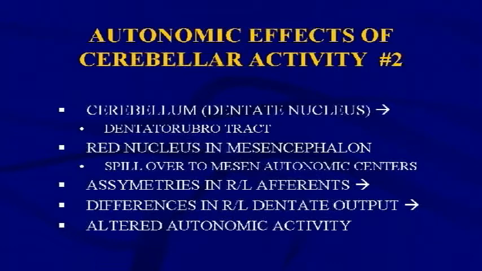Further, the dentate nucleus sends a pathway that crosses to the red nucleus in the mesencephalon on the opposite side. There's a spillover from there to other mesencephalic autonomic centers, and therefore asymmetries in right and left afferents cause differences in right and left dentate output, which causes altered autonomic activity at the mesencephalon level. So when we have asymmetrical inputs from deafferentation, we end up with altered cerebellar activity or altered cortical activity, but also altered autonomic activity, both at the spinal cord level as well as at higher levels in the brainstem and in the hypothalamus. So this is huge stuff that we do when we normalize afferentation.